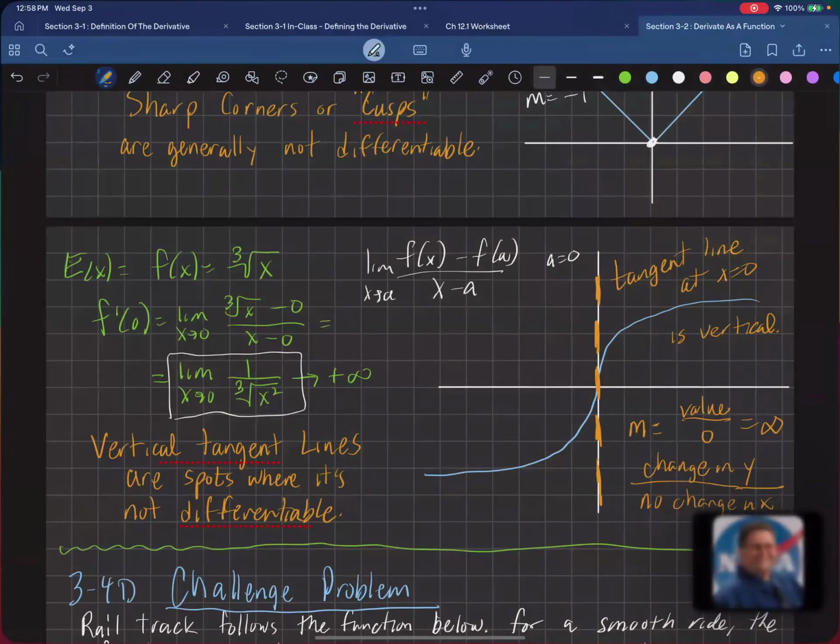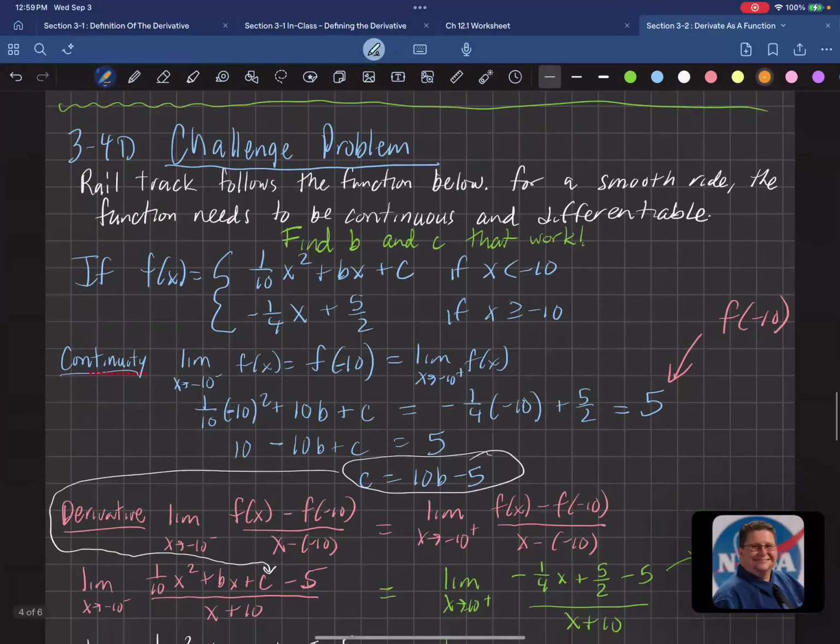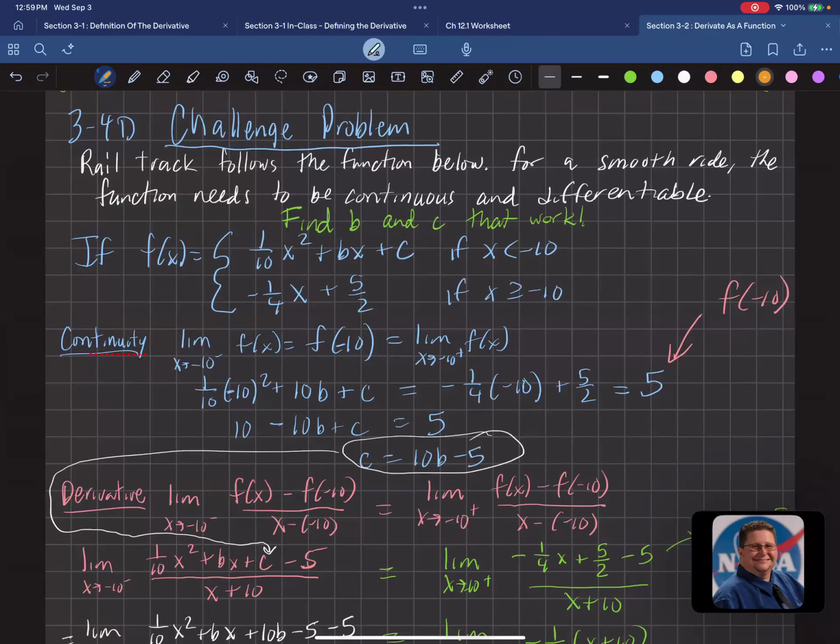This is so much quicker when you've got lecture notes written already. So I've got a challenge problem here. I got it from the book. There's a track, and there's a railway following a parabolic curve right there, but it flattens out.